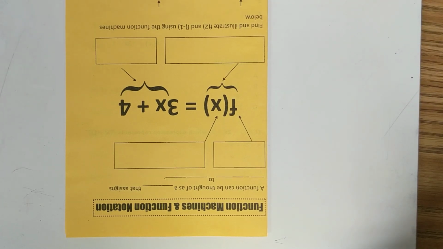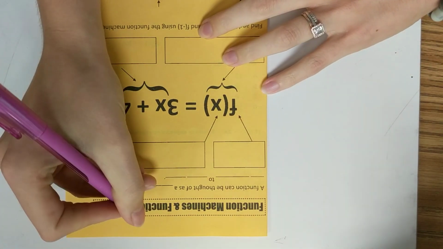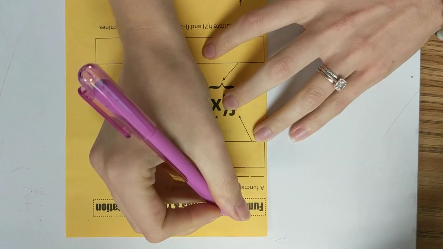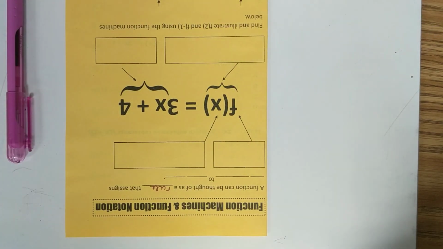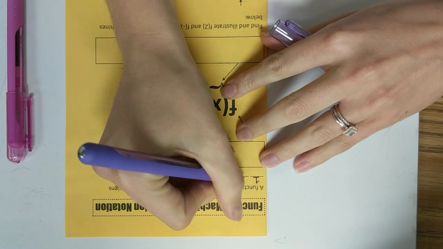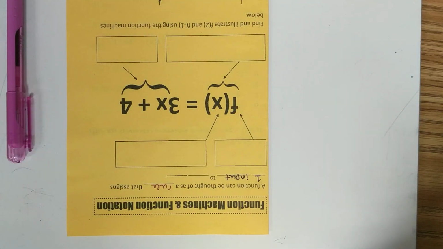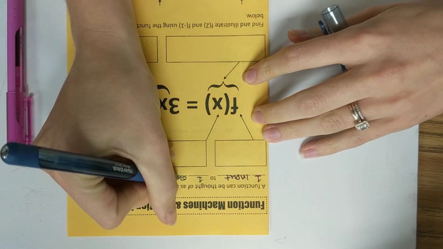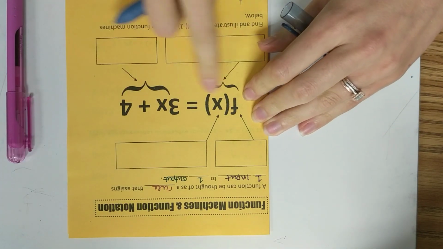All right, so today we're going to talk about function notation. So I just want to remind you that a function is a rule that assigns one input to one output. So this is what function notation looks like.